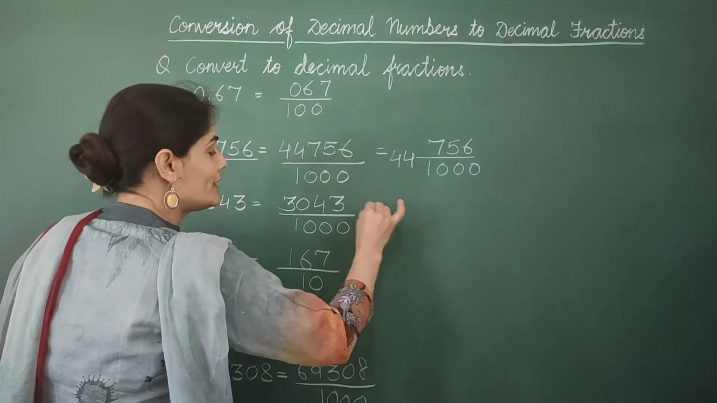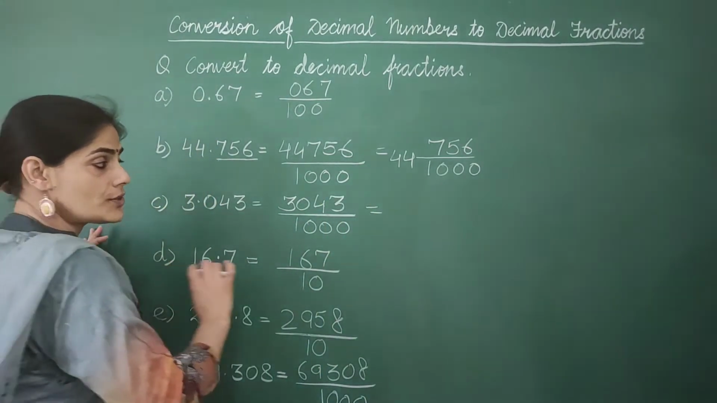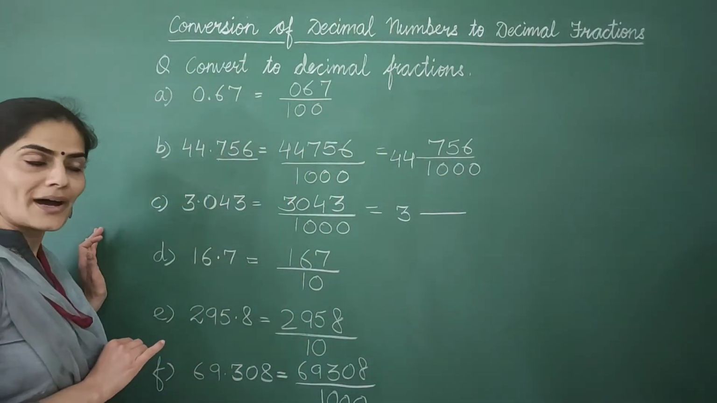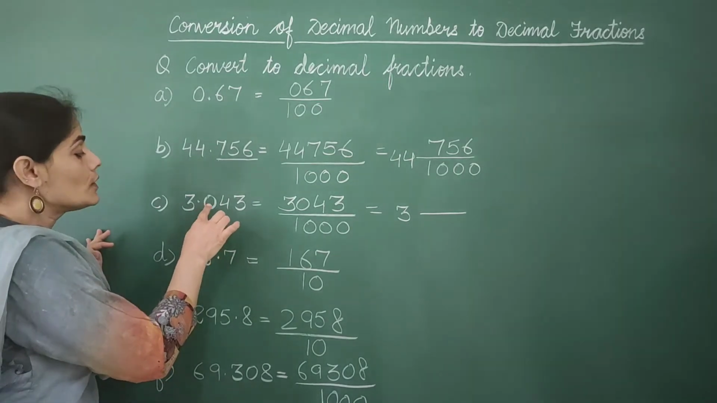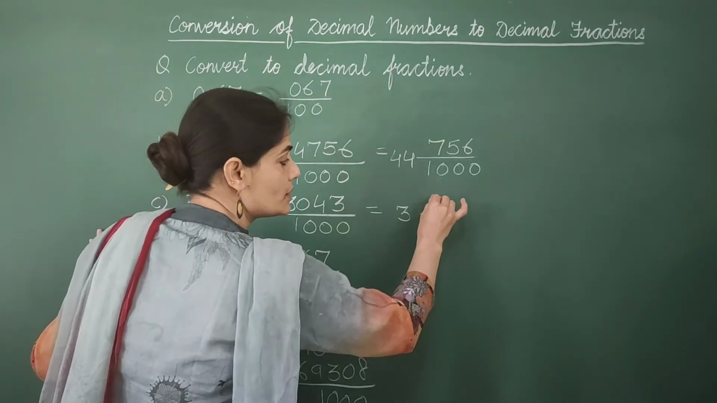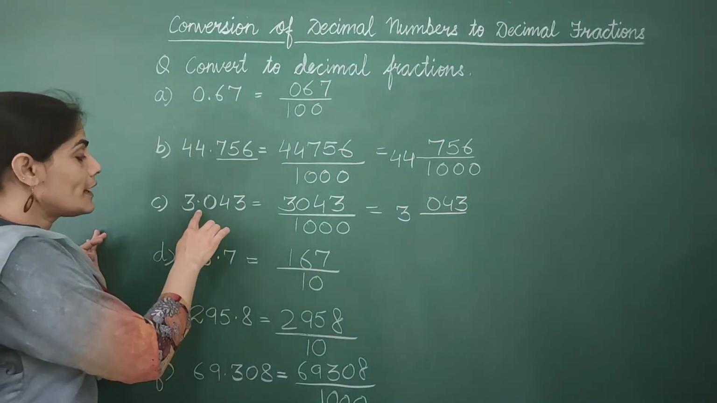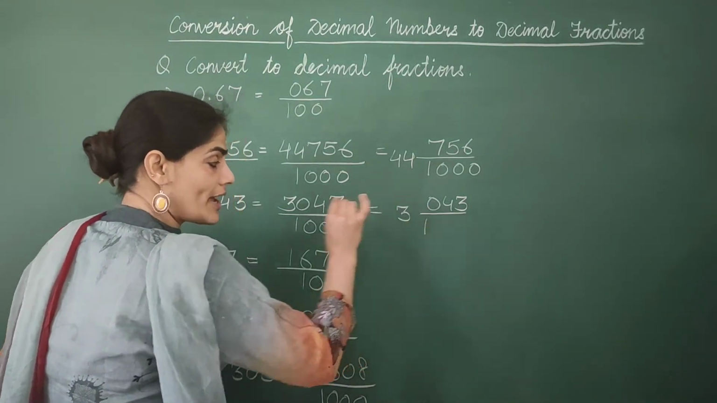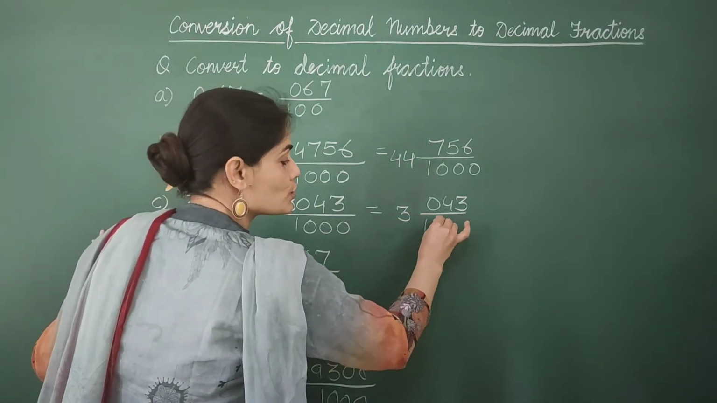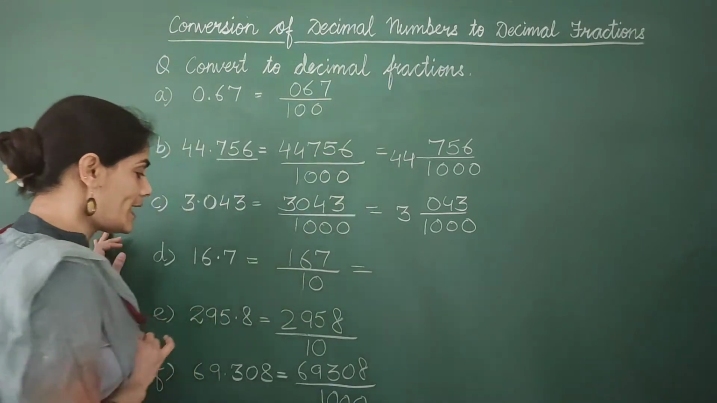Now we move to the next part. The whole number part is just 3. So let's write 3 in front of this division bar. Now what are we left with? 0.043. So forget about the decimal and write 043 or simply 43. Now for this decimal point I write 1 and there are 3 decimal places, that means I have to put 3 zeros.